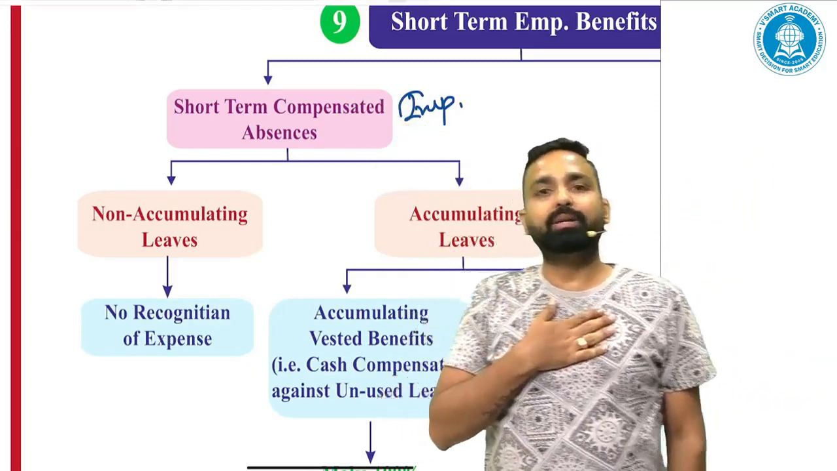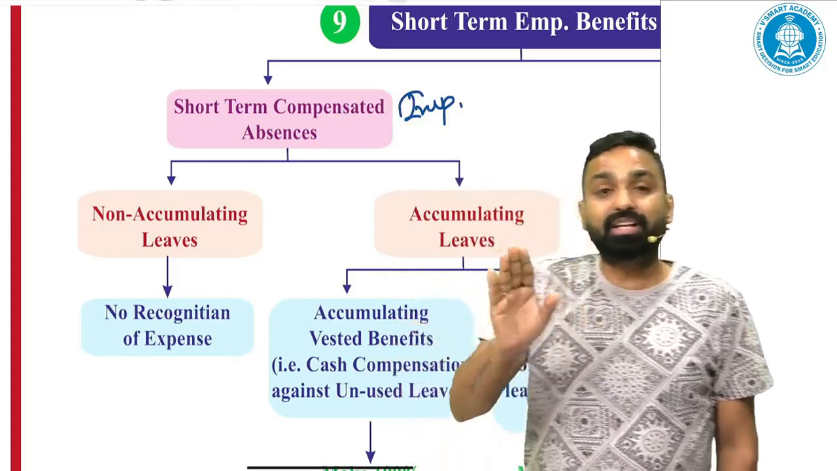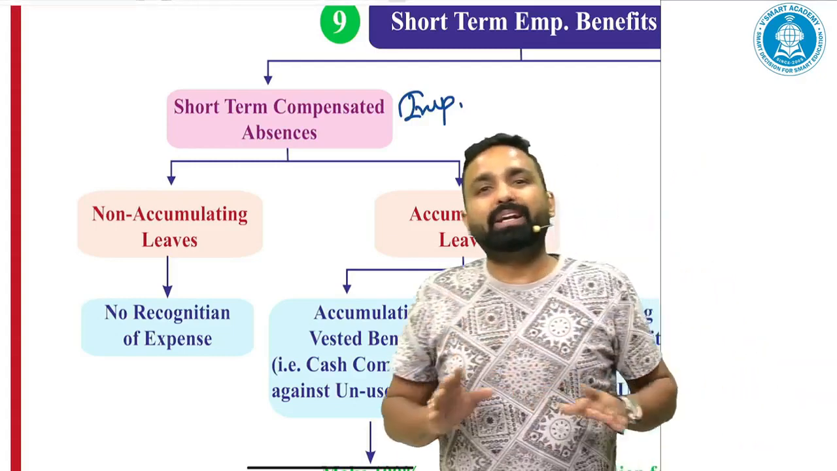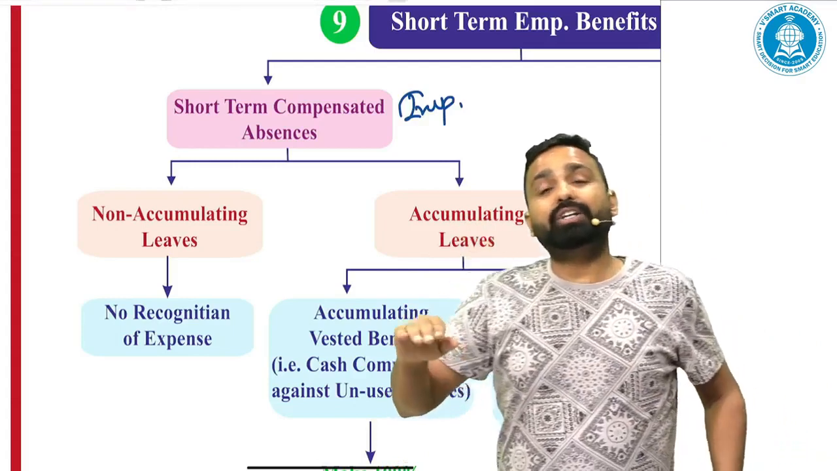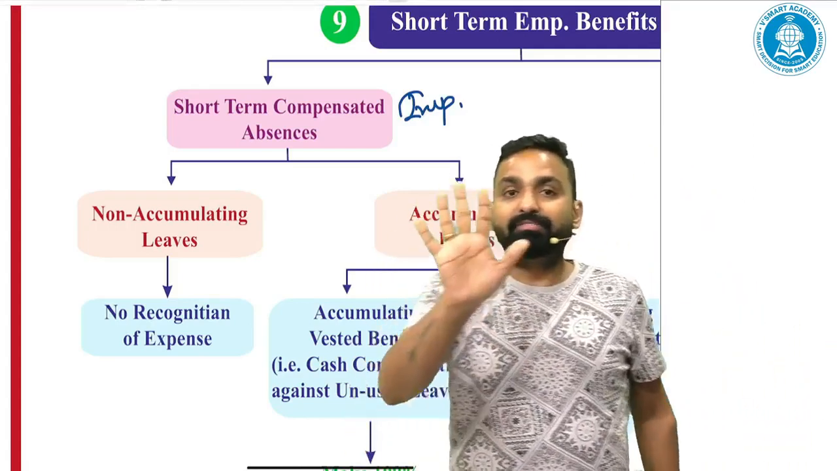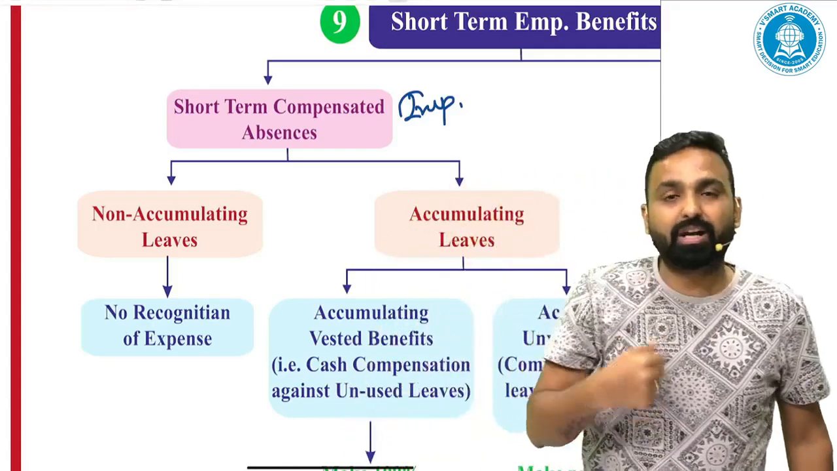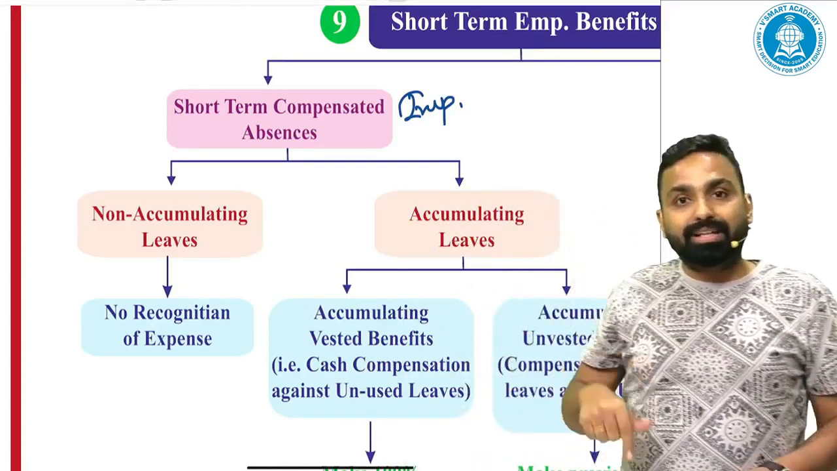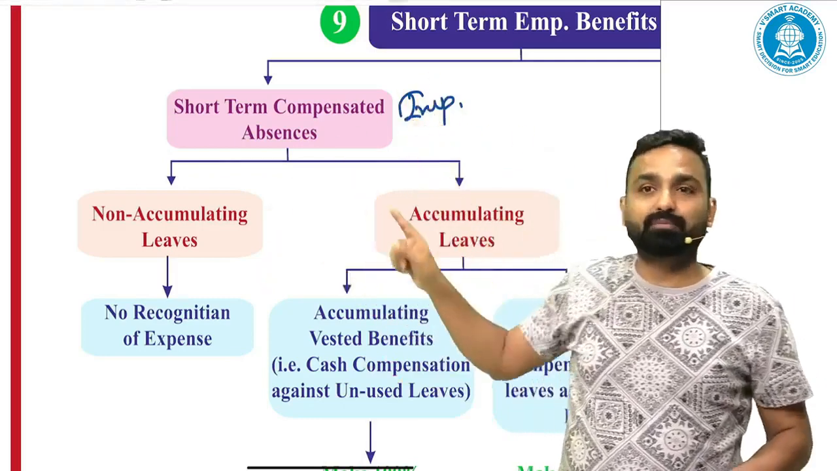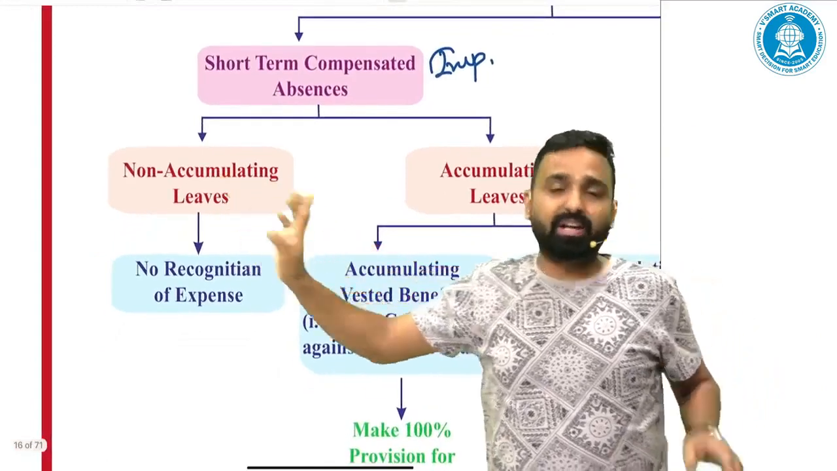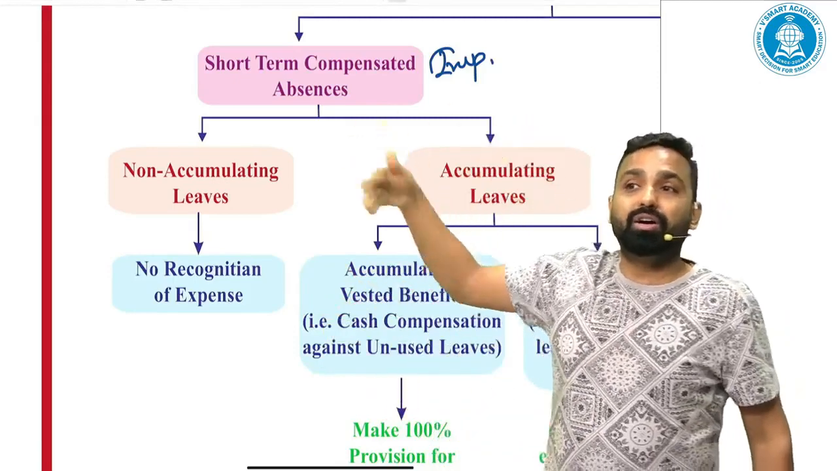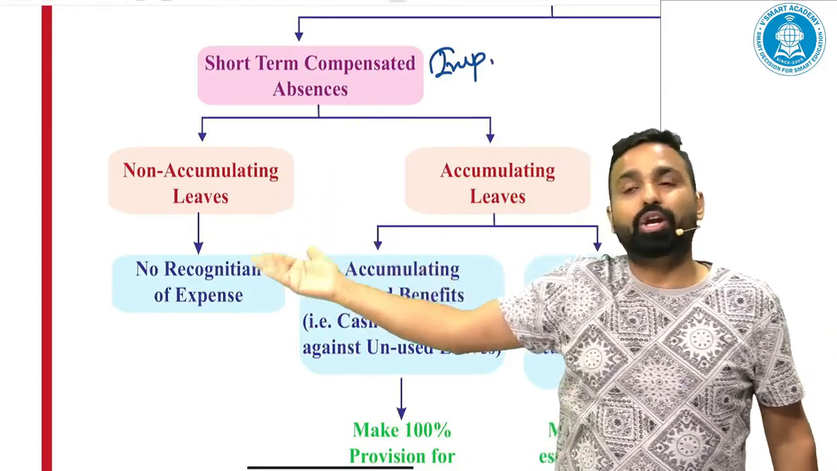Suppose I have been given 30 extra leaves other than Sundays in a year. If I take these leaves, my salary won't be deducted. But suppose I have not availed all 30 leaves. In a year, I availed only 25 leaves, my 5 leaves are not yet taken, and the year has ended. Is my employer allowing me to carry forward these 5 leaves? If not, these are called non-accumulating leaves. Whenever the employer is not allowing you to carry forward your allowed leaves, it is called non-accumulating leaves.